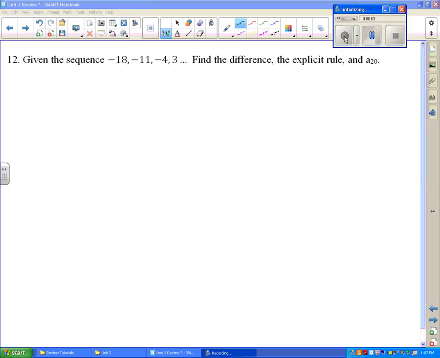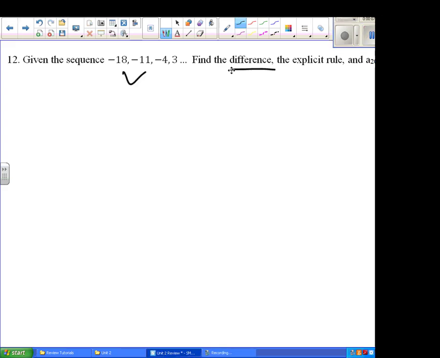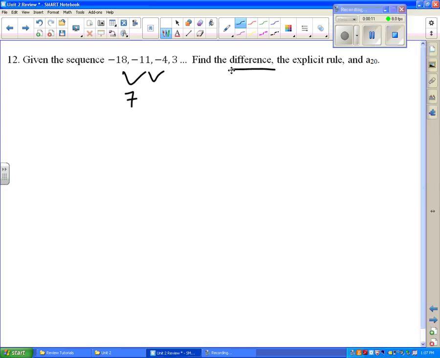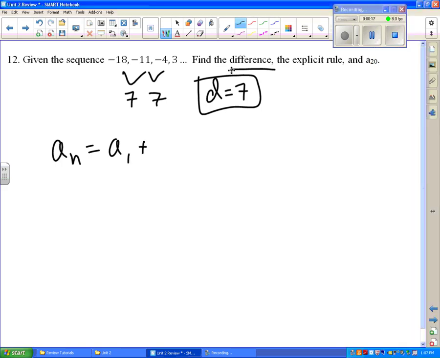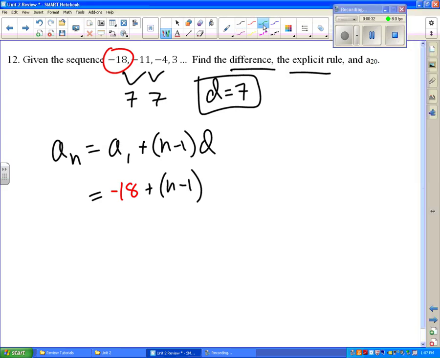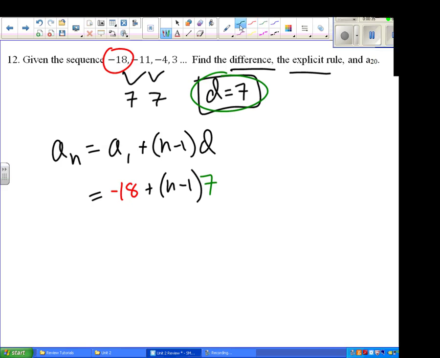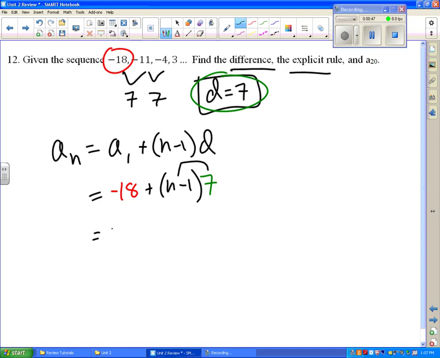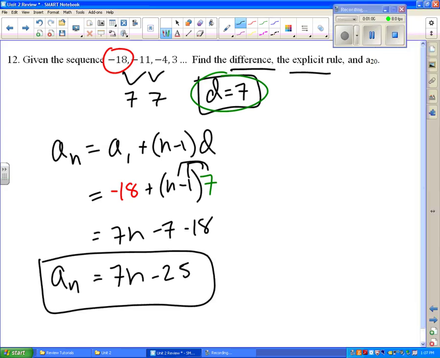Number 12, same thing as 11. Find the difference. The difference from negative 18 to negative 11 looks like we're adding 7. Negative 11 to negative 4, we're adding 7. So our common difference is 7. The explicit rule, a of n equals our first term plus n minus 1 times d. Our first term here is negative 18, so negative 18 plus n minus 1 times 7. We distribute and I get 7n minus 7 minus 18, 7n minus 25. So our explicit rule is there.